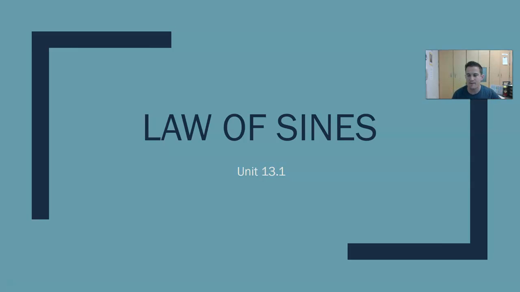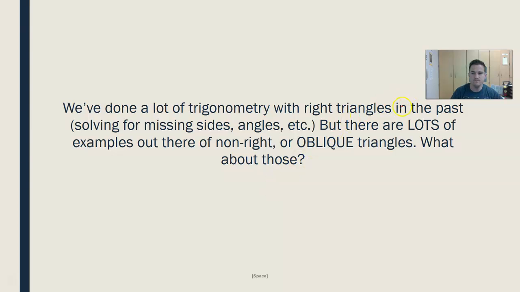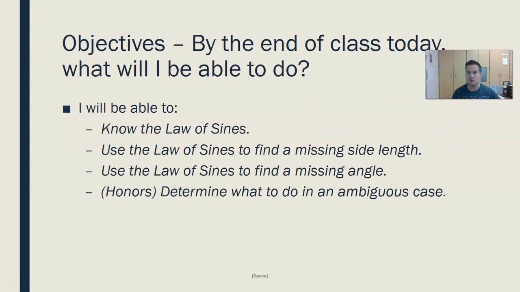So to start that, we're going to talk about the law of sines. Sine being, sine, cosine, tangent, that sine. When we're talking about sines, not signs from the heavens or road signs. We're talking about trigonometry, law of sines. Again, we've done a lot of trigonometry with right triangles in the past, solving for missing sides, angles, but there are lots of examples out there in the real world of non-right or oblique triangles. What about those? We don't want them to feel left out. So that's what we're going to talk about.